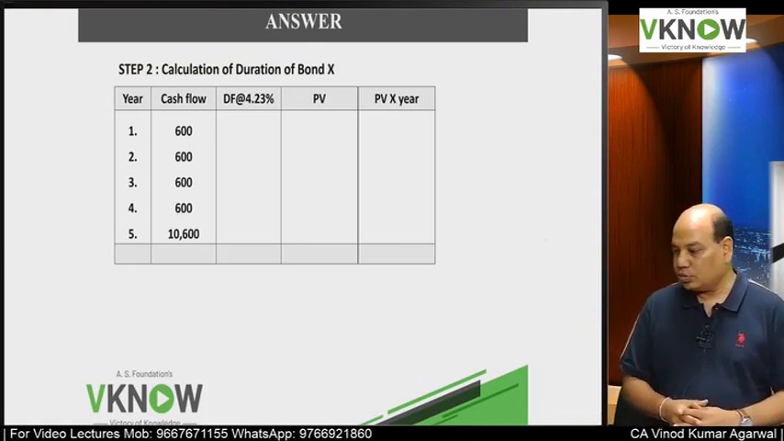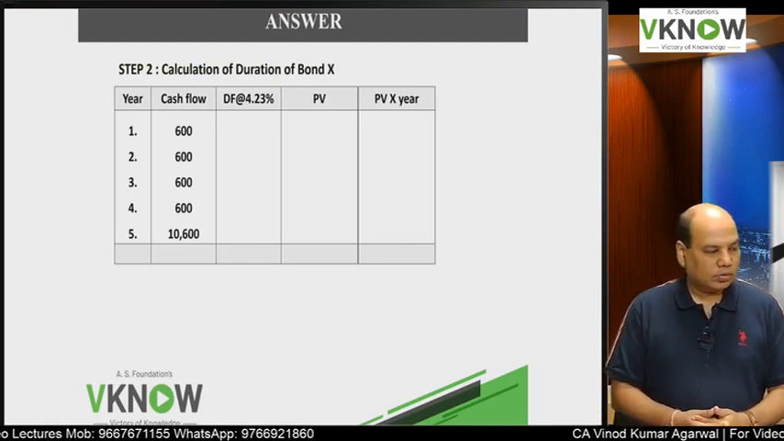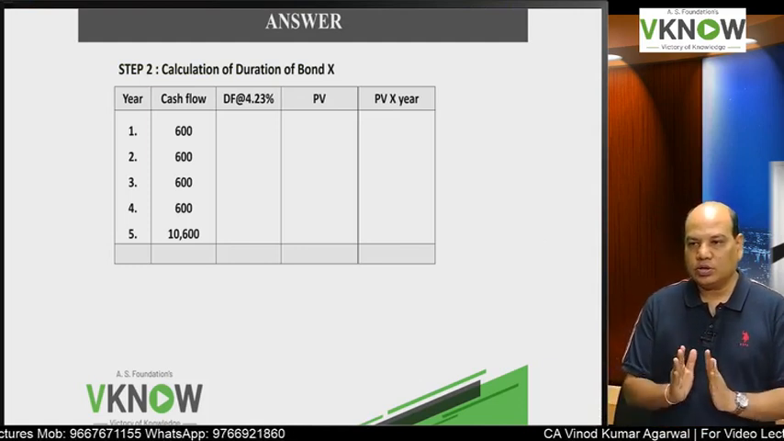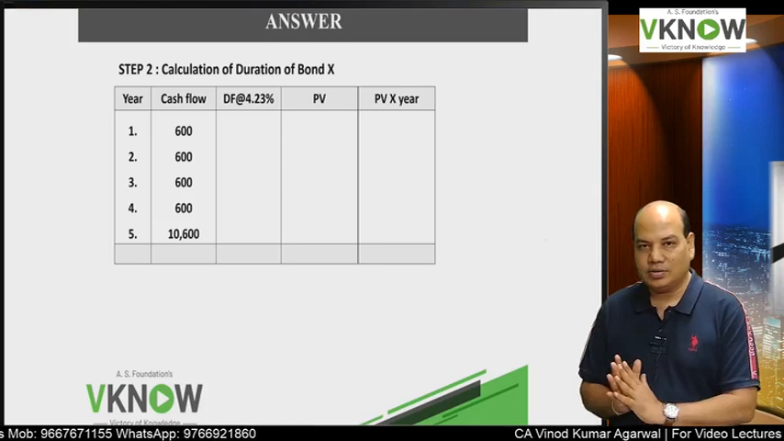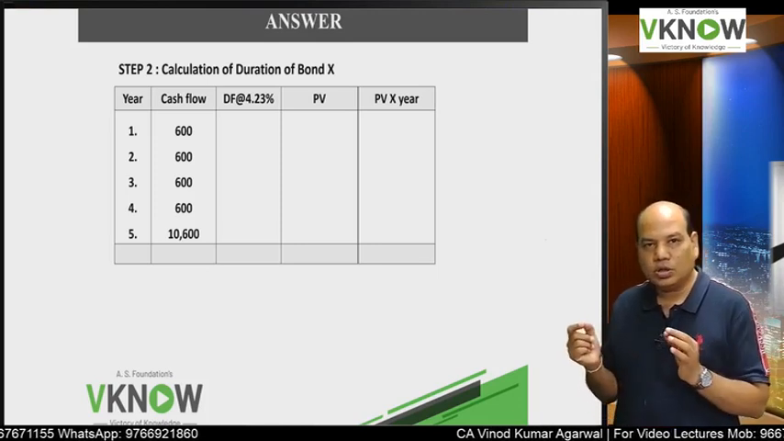So write down step 2, computation of duration of bond X. So in this example, the duration is used for decision making, and the investor says I will choose the bond which has lower duration.